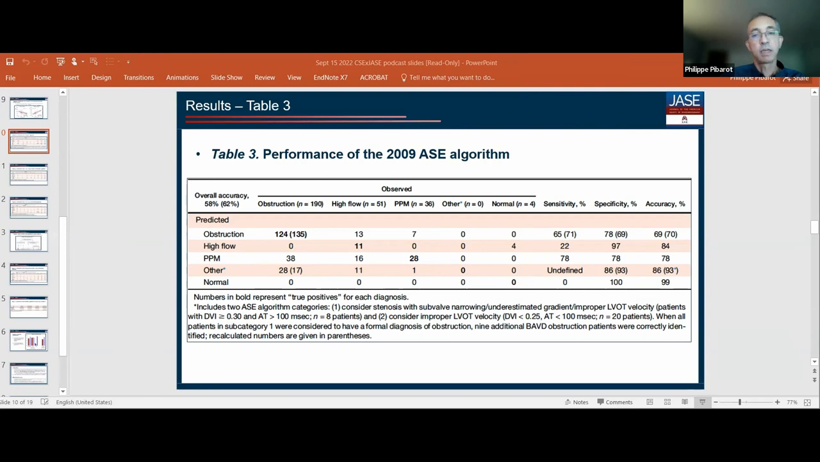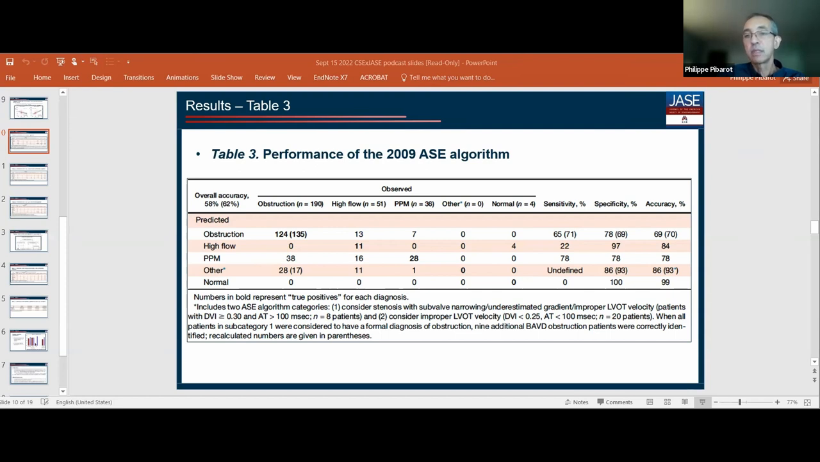Now, ideally, of course, in this matrix, you would like to have as many patients as possible on the diagonal, highlighted in both. All the numbers that are above or below the diagonal are misclassified patients. So overall, the ASE algorithm is quite good, or reasonable, let's say, but definitely when we look at the sensitivity and specificity, well, it is suboptimal.